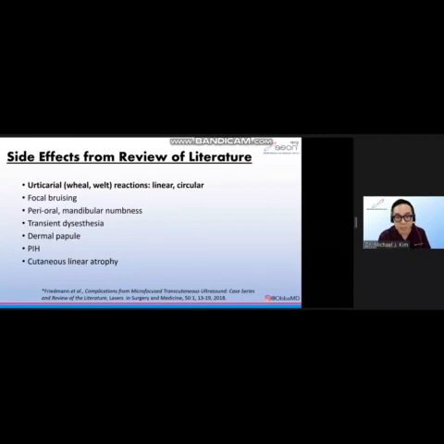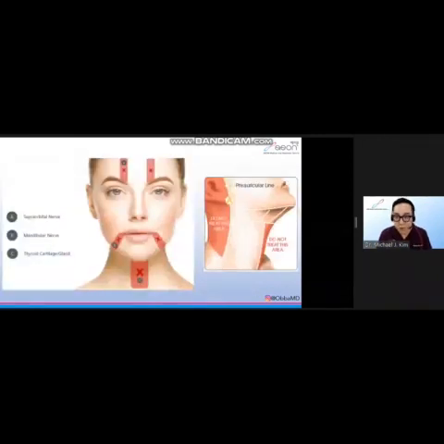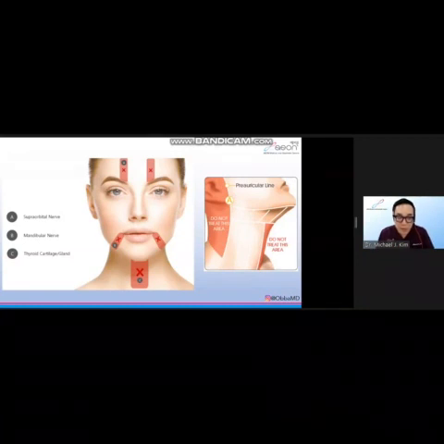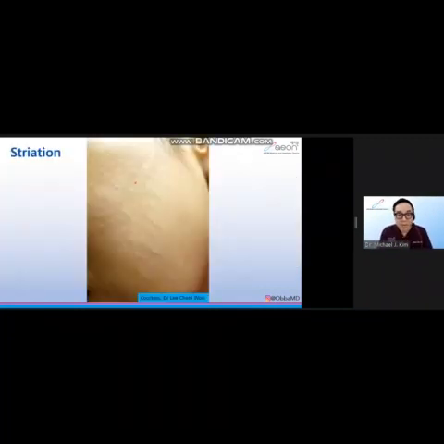It's very informative. We're familiar with this type of diagram on what areas to avoid, but actually you can still treat some of these areas as long as you regulate the energy and use a shallower depth transducer like the 1.5 or the 2 mm. These are some examples of striations courtesy of Dr. Lee Charu in Seoul using the 2 mm transducer at 3 joules, 1.5 mm interval.